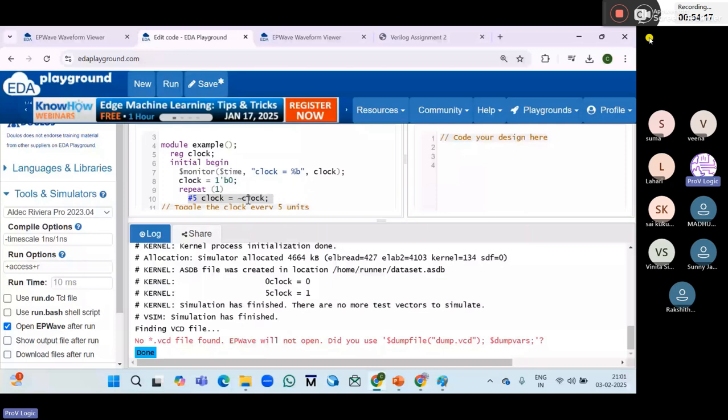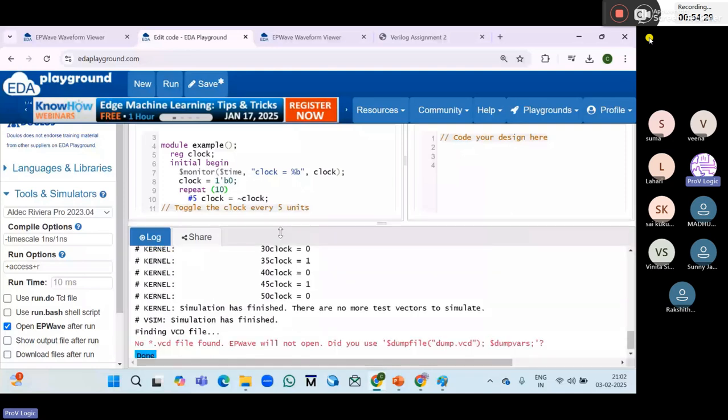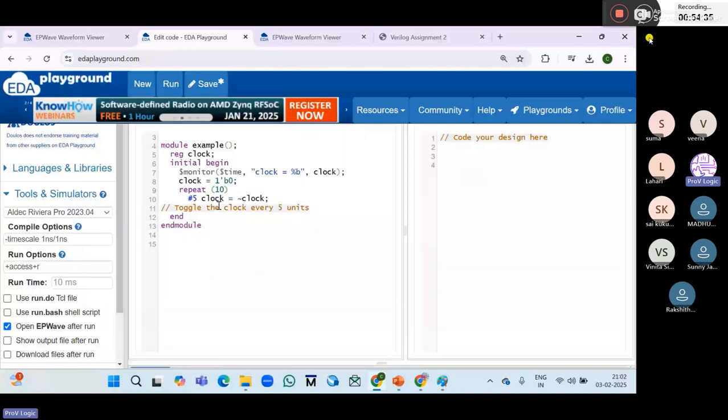Suppose I am putting 10 again. Okay, now it is printing 10 number of times correctly. So if you want to check the waveform, write the waveform here itself. I'm taking another initial block: initial begin, $dumpfile, dumping the waveform, dump.vcd, next $dumpvars, end. So now it will open the waveform.